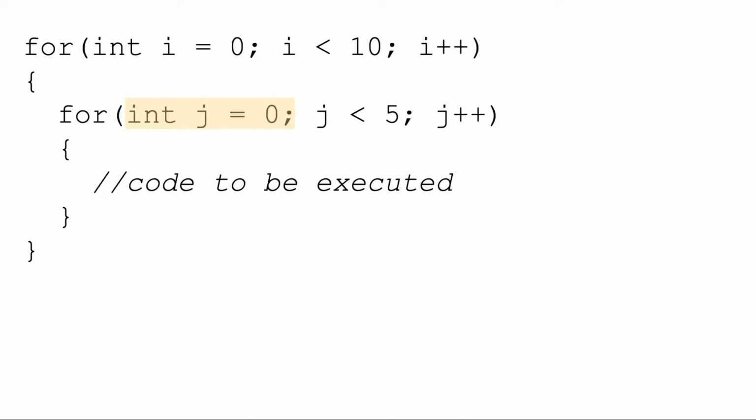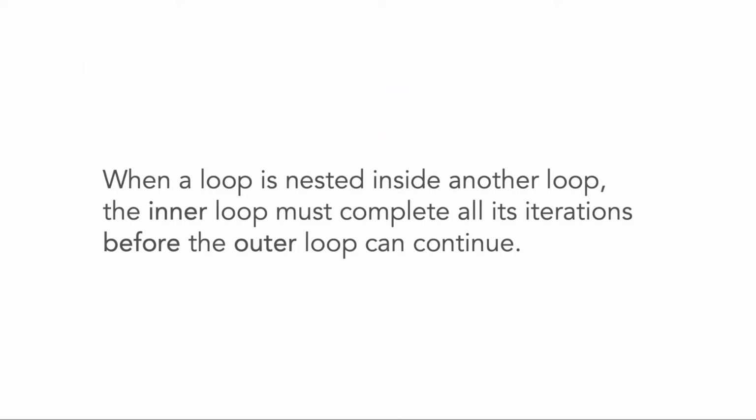Initialize the inner loop control variable. Java programmers usually use j to represent the inner loop control variable. Set the condition that needs to be met, and then update the loop control variable. Open curly braces. When a loop is nested inside another loop, the inner loop must complete all its iterations before the outer loop can continue.